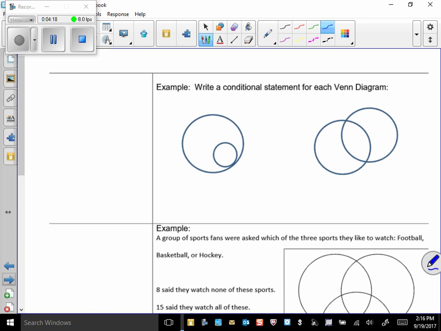Oh, here's an example for you. It says write a conditional statement for each Venn diagram. Well, this one we know is going to have a hypothesis and a conclusion. So I'm going to leave that one and I'm going to let you write a conditional statement that fits that Venn diagram. And I am going to check it when I come around to look at your notes. So you better have a statement written down there for that one. This one is a little bit more difficult. So I'll help you with this one. I'll do one and then you see if you can think of one. Okay, what do you know about this part that's included in both circles?